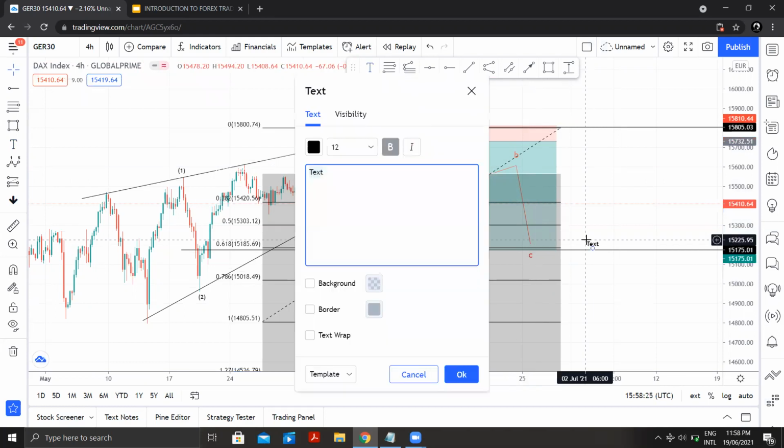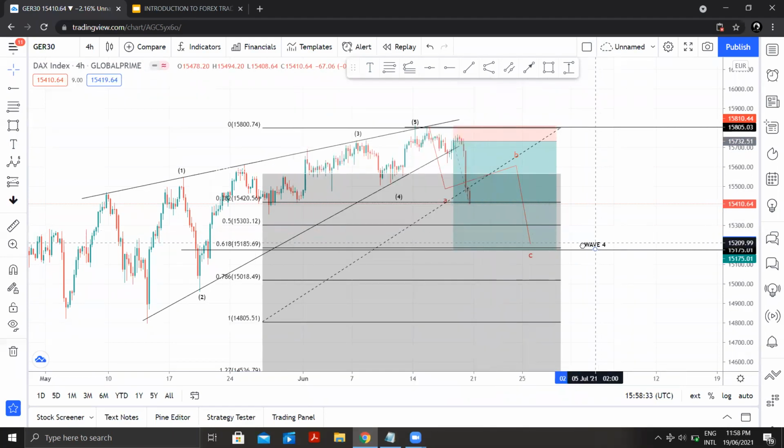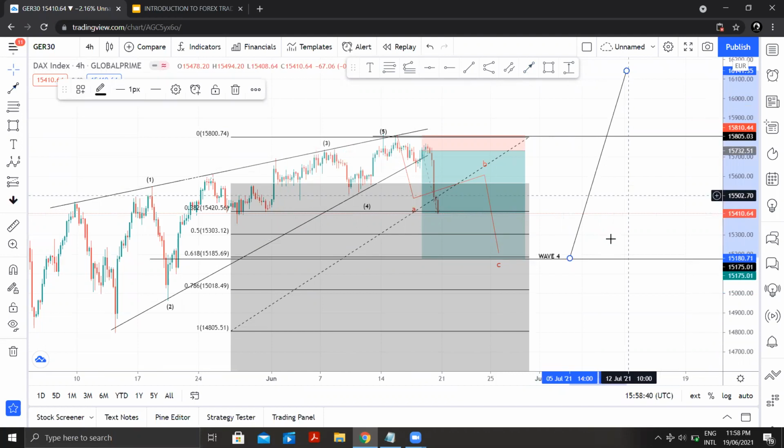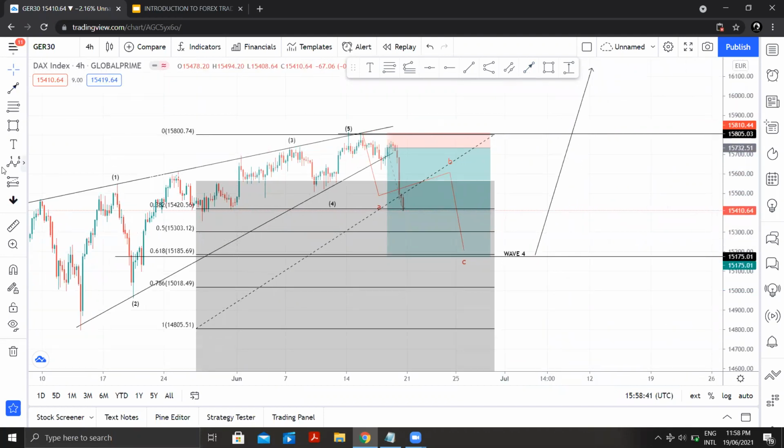So wave 4 will be at this. The drop is wave 4. On my wave count, the drop is wave 4, which I expect to stop there. Then after wave 4, I'll be looking for wave 5 to the upside. So we'll be buying again next week from this level.